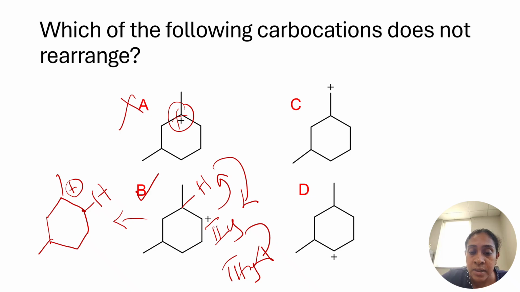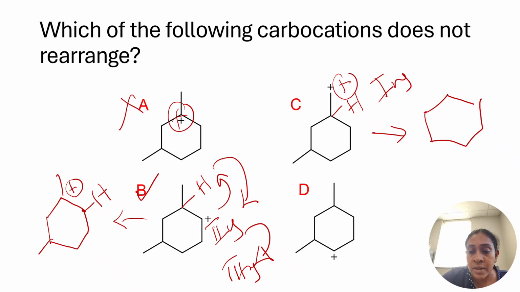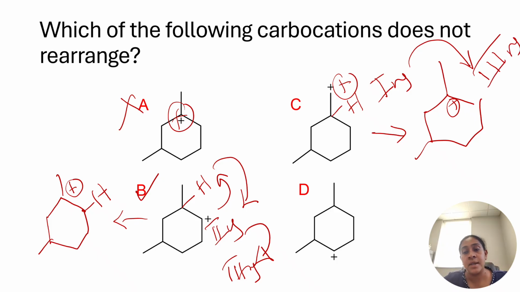If we look at structure C, I have a primary carbocation. On the neighboring carbon, I have a hydrogen. And let's see whether we can do a 1,2-hydride shift. If I do that, my positive charge will move here. So initially I had a primary carbocation. Now if I do the 1,2-hydride shift, I can produce a tertiary carbocation. Tertiary carbocations are more stable than primary carbocations. So the carbocation in C is going to rearrange.